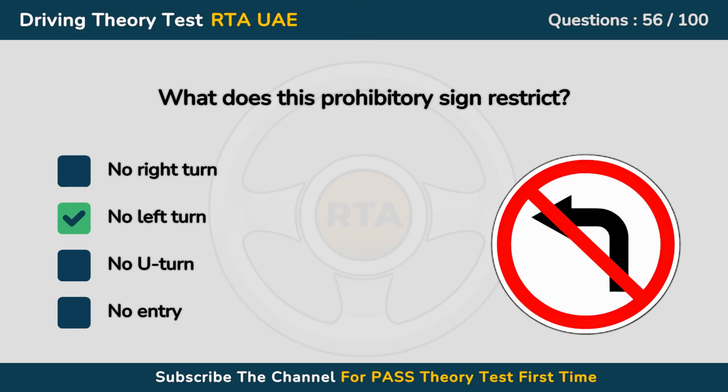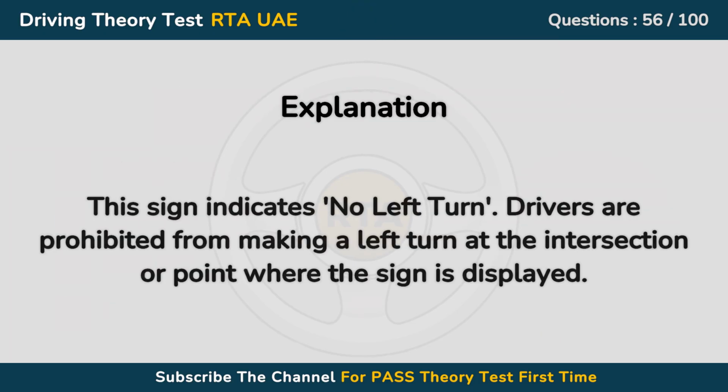Answer is B, no left turn. This sign indicates no left turn. Drivers are prohibited from making a left turn at the intersection or point where the sign is displayed.